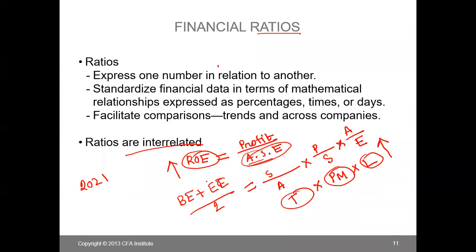Now, this is the way we calculate this kind of ratio. Now, the question is why we use the average instead of using either the beginning period equity or the ending period equity. That is the question to you.